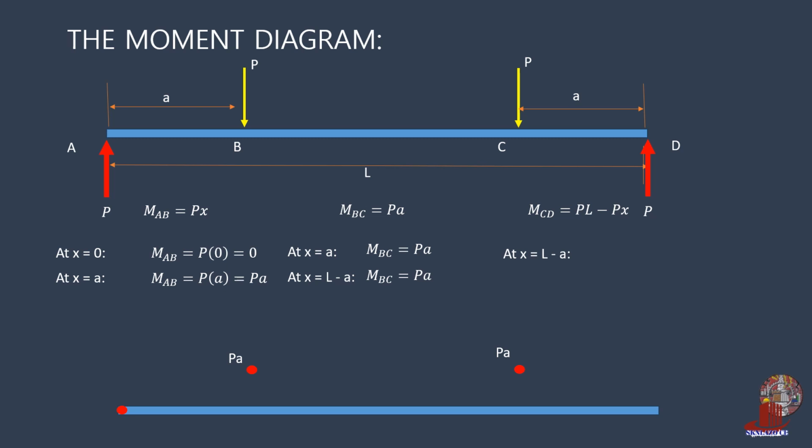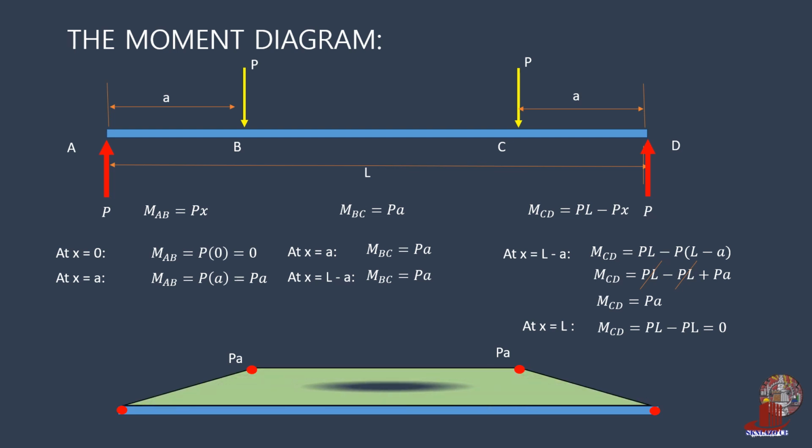The third span has a longer equation, but the same procedure applies. At x equal to L minus A, M of CD becomes PL minus P of L minus A. Distribute P and have PL minus PL plus PA, so M of CD comes as PA. This is the same as that from the previous span. Lastly, take x as L. The moment becomes PL minus PL, which is 0. Connect the coordinates and have the moment diagram as shown.